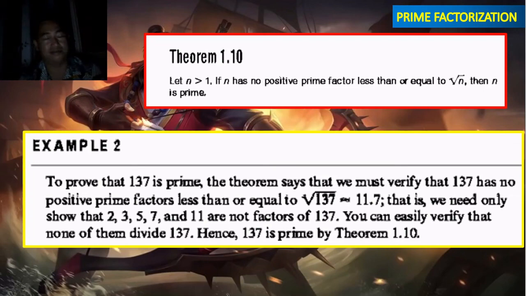Okay? So now you know how to show whether a number is prime. You need to use Theorem 1.10. Step 1 is to take the square root first. Then take the prime factors less than or equal to it, and divide the number by them. If none of them divide it, then the number is prime.